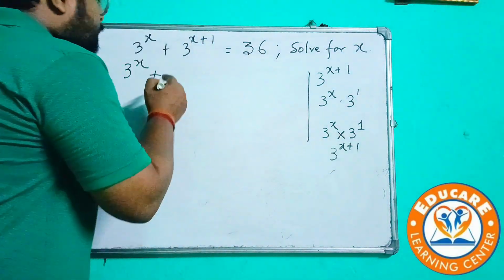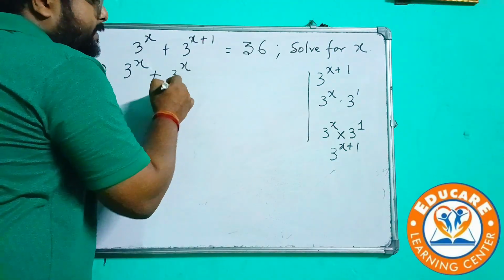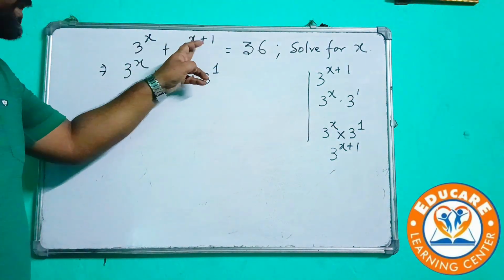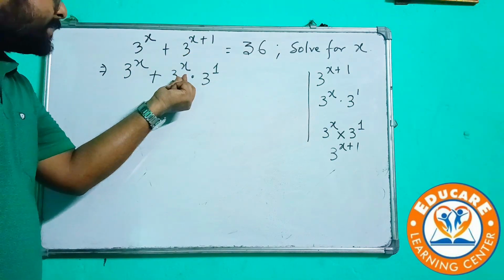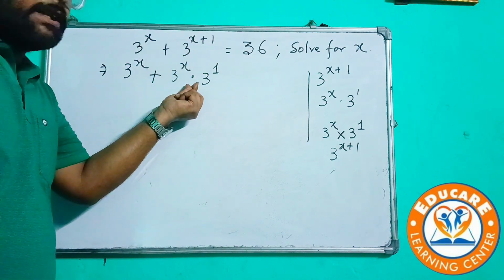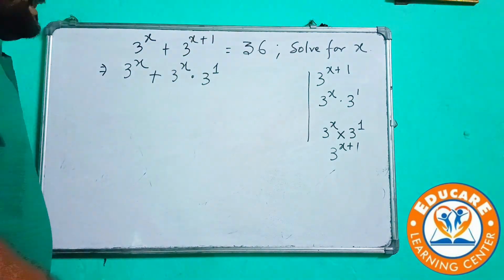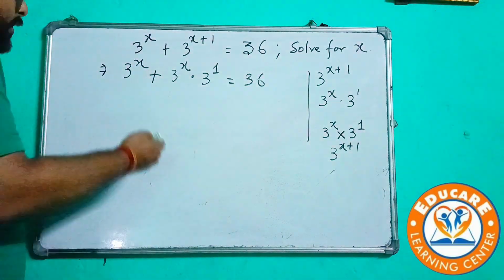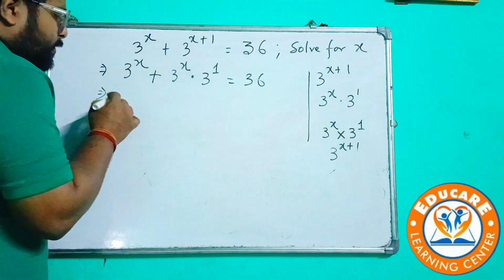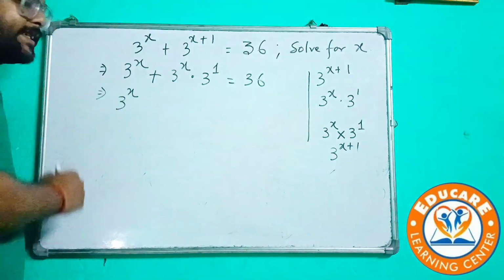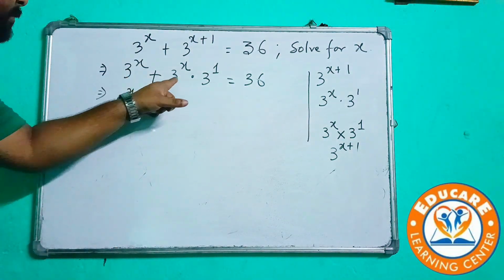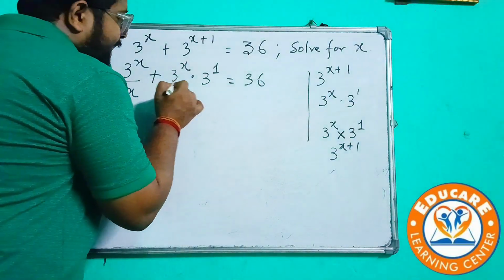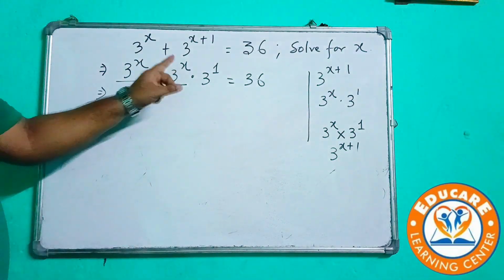So in this case, can we write 3 to the power x into 3 to the power 1? We are breaking the power: 3 to the power x, for the plus sign we put multiply, and 3 to the power 1, and that is equivalent to 36. Now see, it's very easy. From this equation we can take 3 to the power x common, because 3 to the power x is present in this part also, and 3 to the power x is present in this part also.